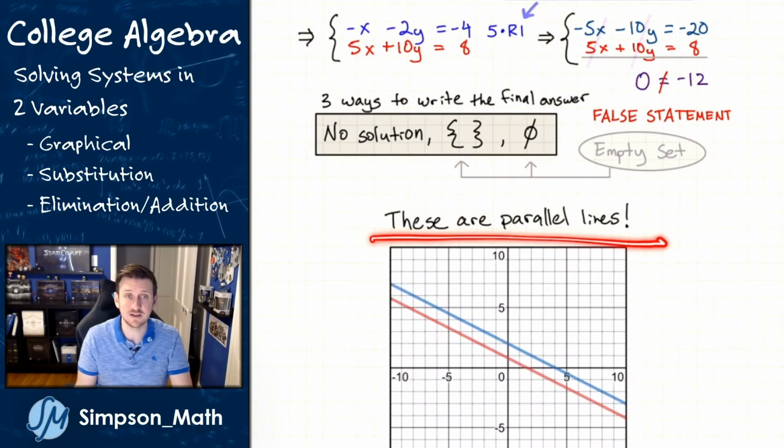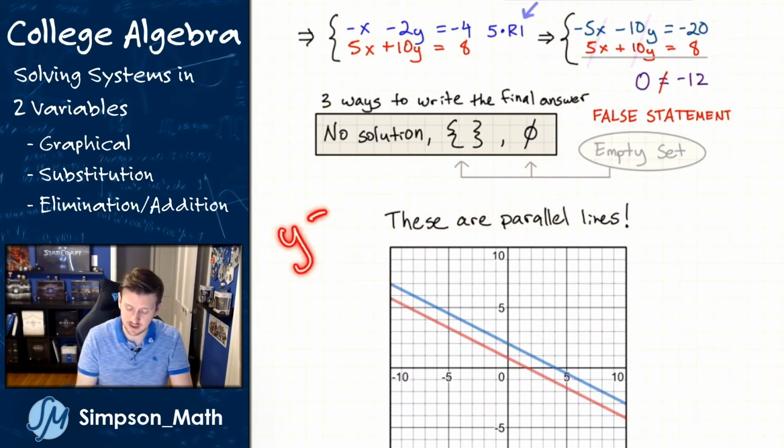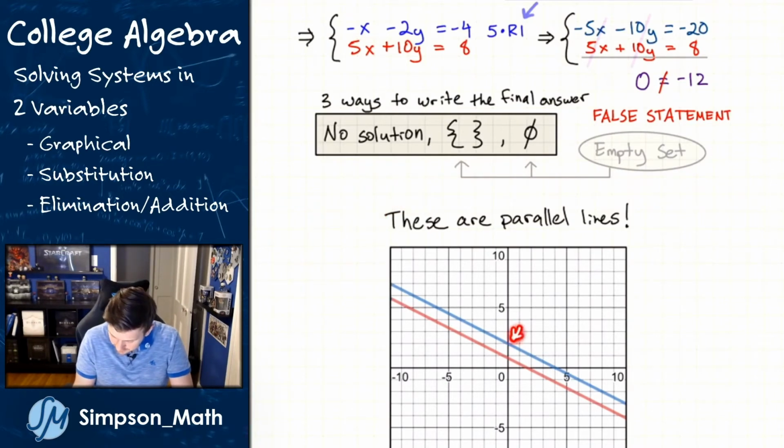So notice these lines are parallel. They both have a slope of a negative half. And if you were to solve both of these equations for y, you would end up with them both being something like y equals negative 1/2 x, but their y-intercepts are going to be different. The blue line would have a y-intercept of 2. The red line has a y-intercept of 1. So they're just barely not equal to each other, but they're never going to equal each other.